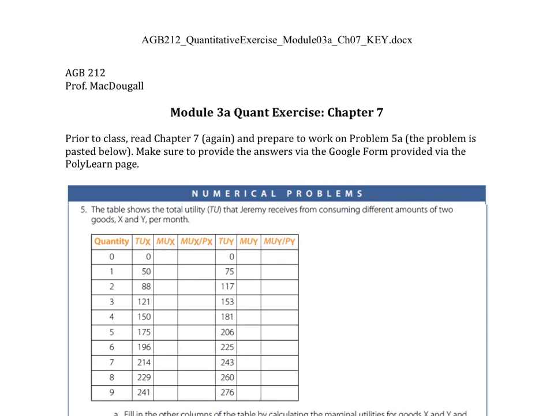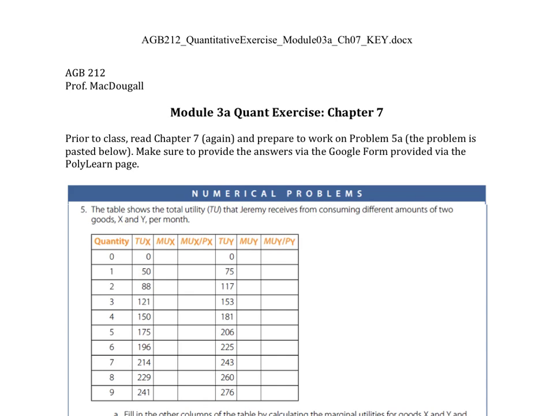Okay, so this is a video that goes over your Module 3A quant exercise. Again, the idea is shortly after the assignment is due, I make available the key just in a document form and also in this video form. So hopefully the idea is that as shortly after the assignment is due, you have an opportunity to go over the answers essentially with me, and you can get your questions answered or reinforce what you already did.